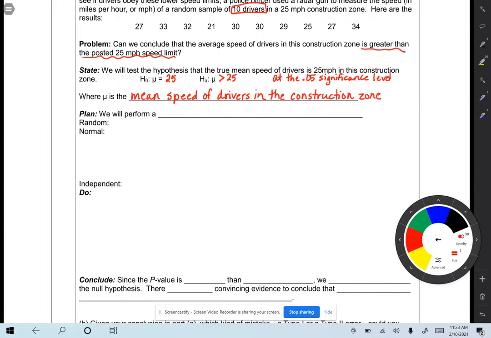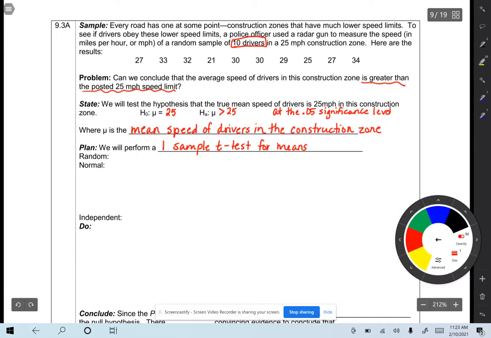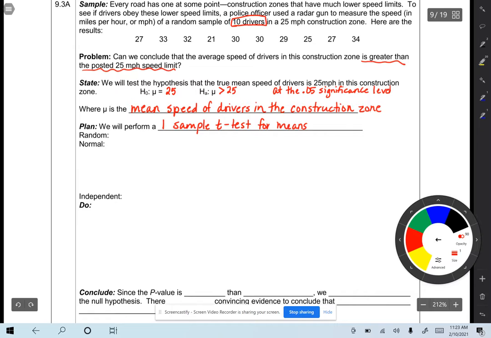All right, in our plan portion, if conditions are met, we will perform a one sample t-test for means. Let's look at our conditions. Random sample of 10 drivers. And remember, you don't just check it off and say it's random. Tell why it's random.